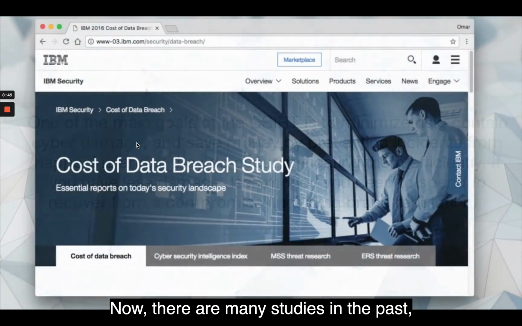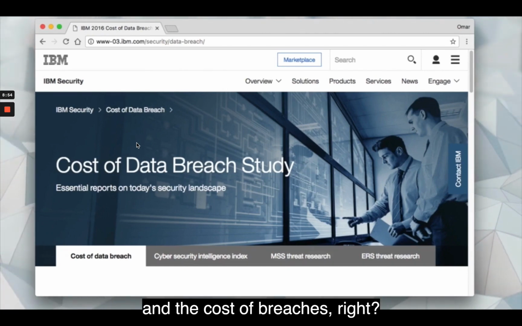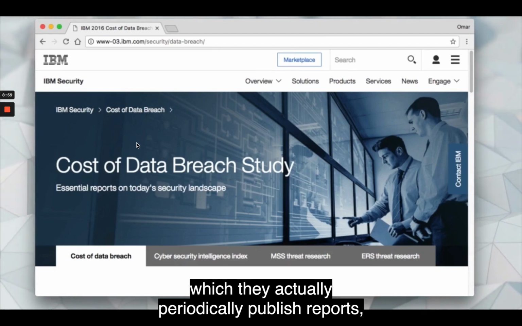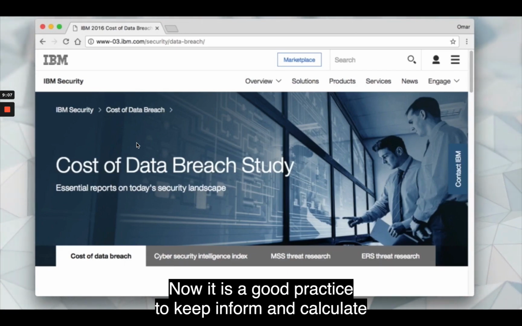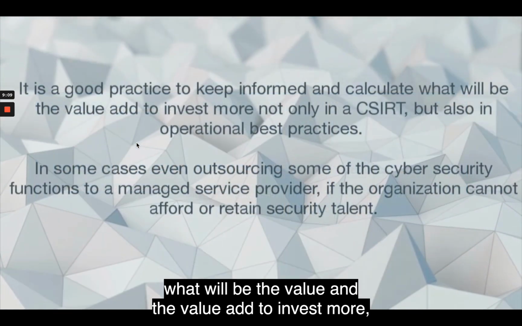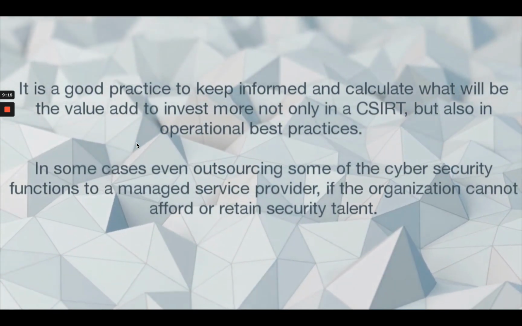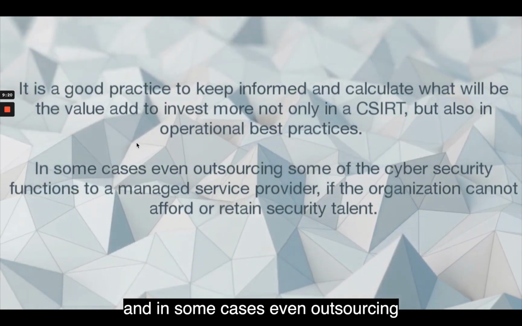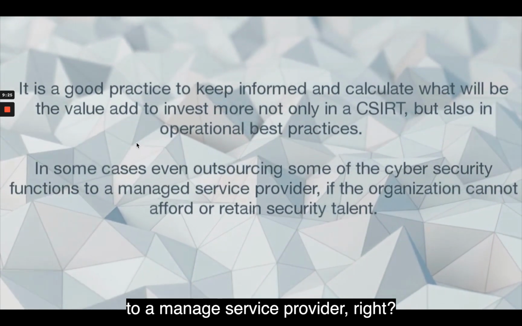Now, there are many studies in the past that have covered the cost of a security incident and the cost of breaches, right? A good resource is the Ponemon Institute, which periodically publishes reports covering those types of costs, right? Now, it is a good practice to keep informed and calculate what will be the value add to invest more, not only in a CSIRT, but also in operational best practices, and in some cases even outsourcing some of the cybersecurity functions to a managed service provider, right?